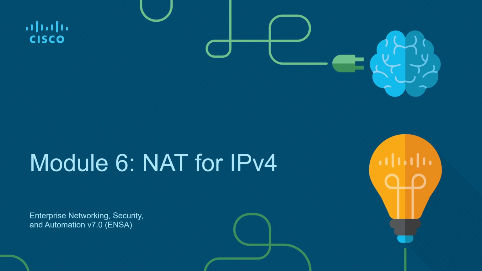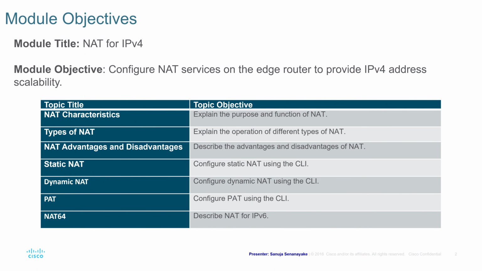Today, I will cover module number 6, which is NAT for IPv4. The objective of this module is to learn how we can configure NAT services on an edge router to provide IPv4 address scalability. I will cover NAT characteristics, types of NAT, NAT advantages and disadvantages, static NAT, dynamic NAT, PAT, and NAT64.